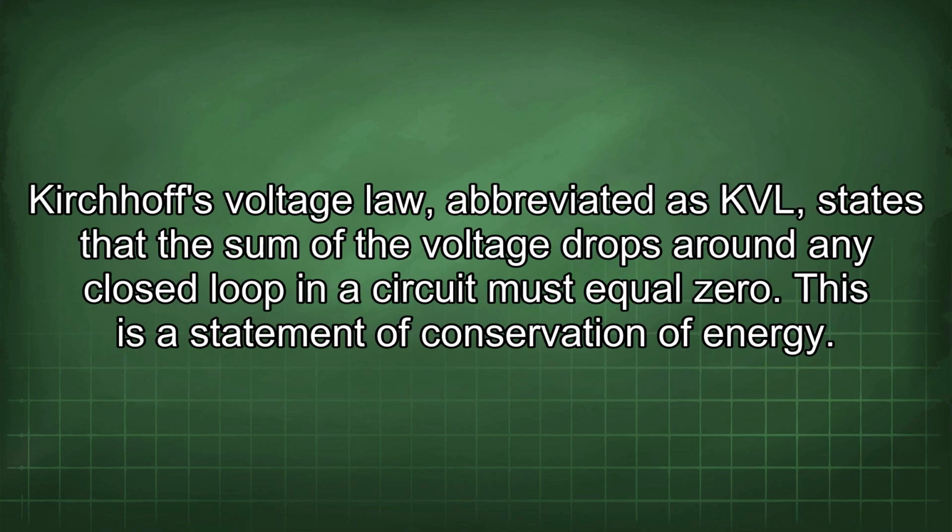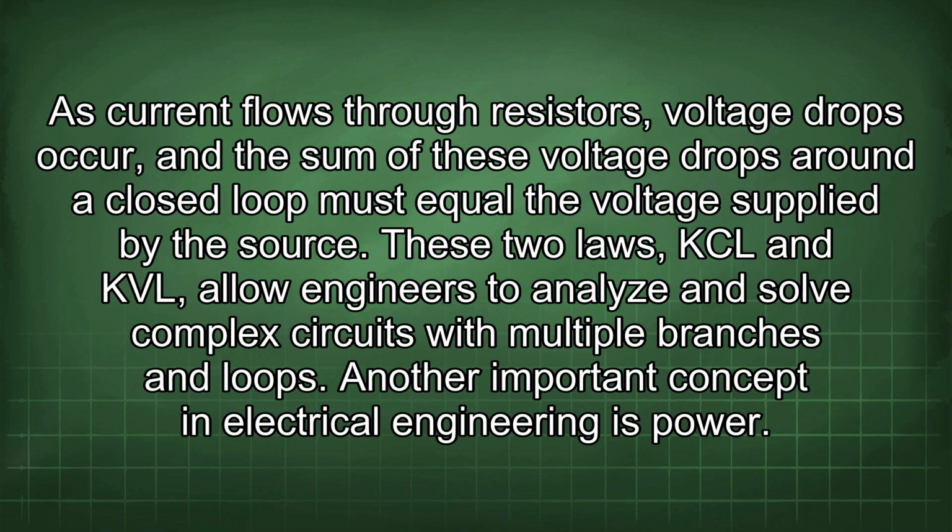Kirchhoff's voltage law, abbreviated as KVL, states that the sum of the voltage drops around any closed loop in a circuit must equal 0. This is a statement of conservation of energy. As current flows through resistors, voltage drops occur, and the sum of these voltage drops around a closed loop must equal the voltage supplied by the source. These two laws, KCL and KVL, allow engineers to analyze and solve complex circuits with multiple branches and loops.